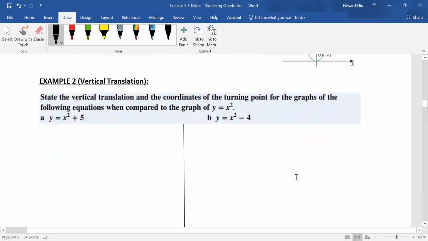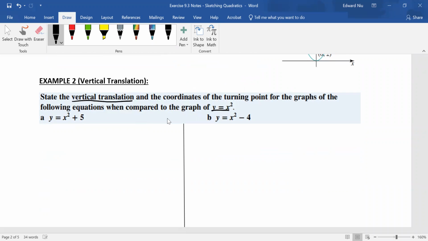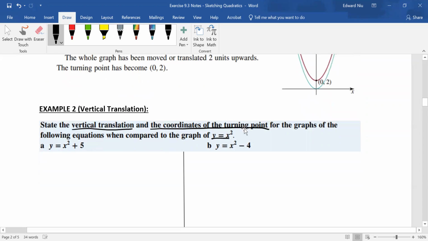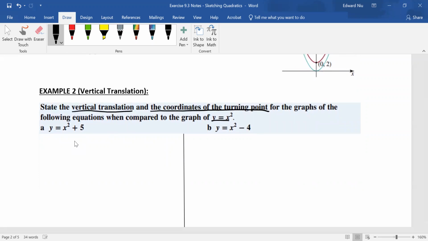So here what we can do is state the vertical translation of the coordinates of the turning point for the graphs of the following equations when compared to the graph of y equals x squared. So once again, we're comparing it to y equals x squared, and we need to state the vertical translation and the coordinates of the turning point. Okay, so the turning point is simply just when the graph or the parabola turns from a negative gradient into a positive gradient. So here we have y equals x squared plus 5.